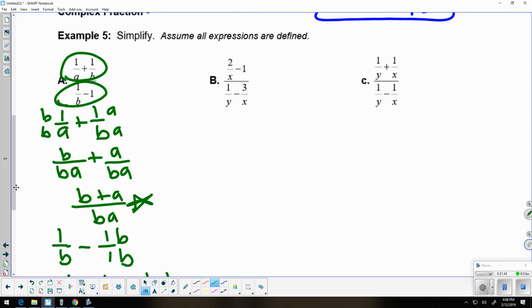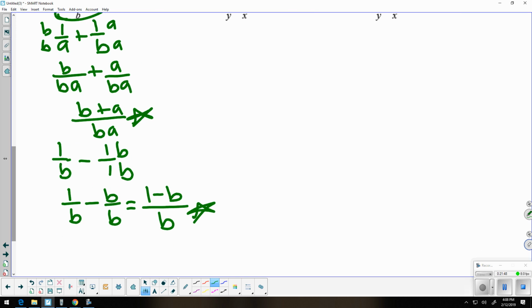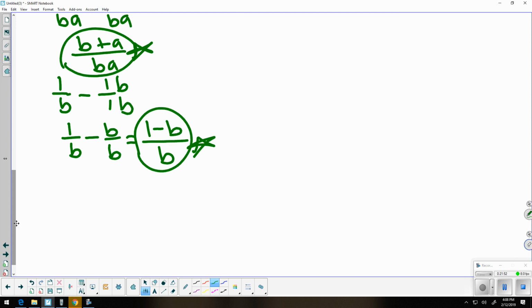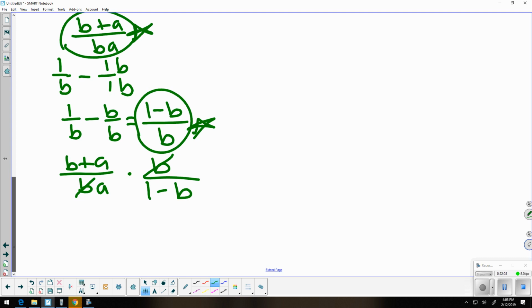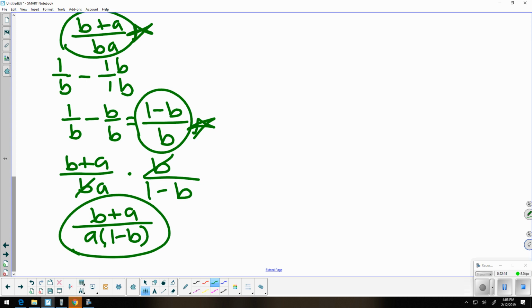Last thing we're going to do. Okay, what you're doing is you have the top divided by the bottom. So I'm going to take this result and this one and now divide them. So how do you divide? Well, you keep the first one all the same. We're going to multiply by the reciprocal, b over 1 minus b. See if anything's factorable. Doesn't look like it to me, though. As far as canceling goes, all you can really do is cancel down the b's here. So canceling those down, what do you have left? Is you have b plus a over a times 1 minus b. And that'd be your solution.